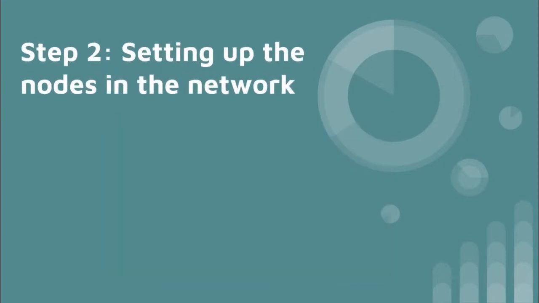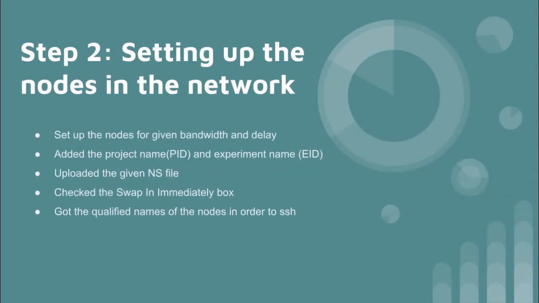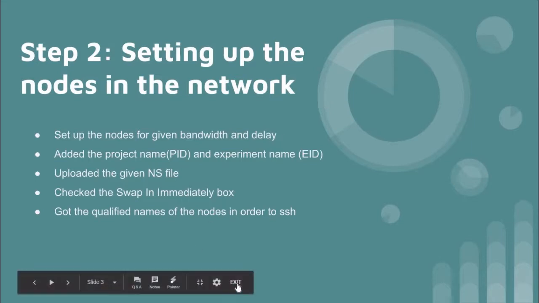The steps I followed to set up the project are to begin a new project on Deterlab and give the project name as W542 and experiment name as Deterlab laboratory experiment number 1. A basic NS file was provided to us, so we give the local path and upload it. I check the swap in immediately box so that the experiment is automatically swapped in on success. Let's go ahead and see how this works.